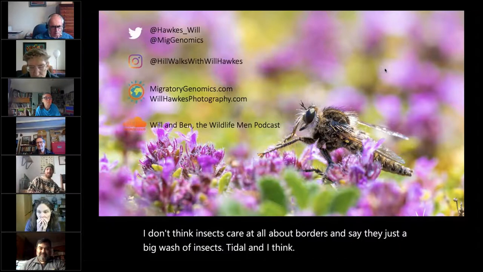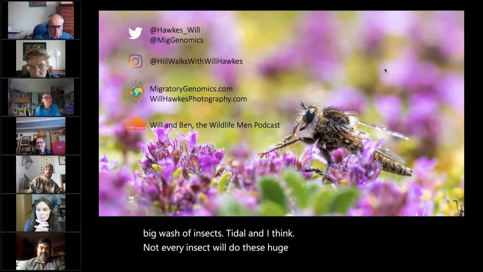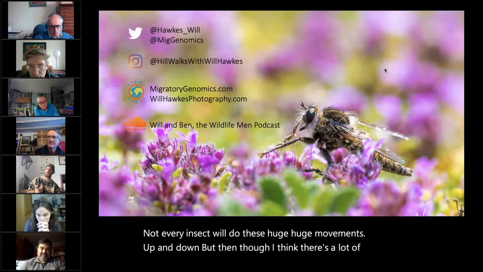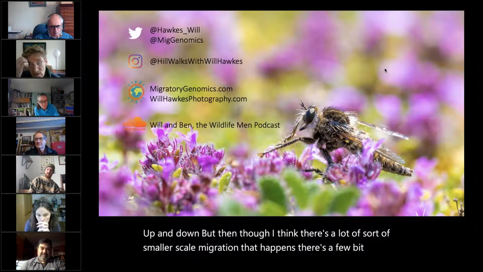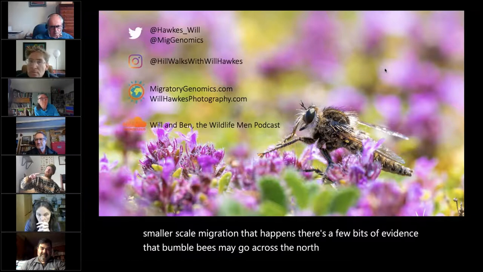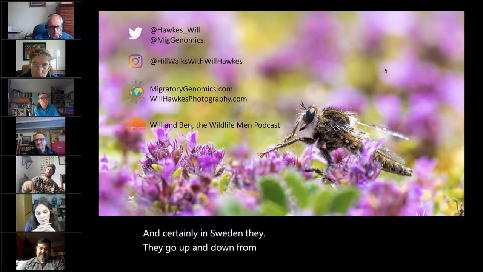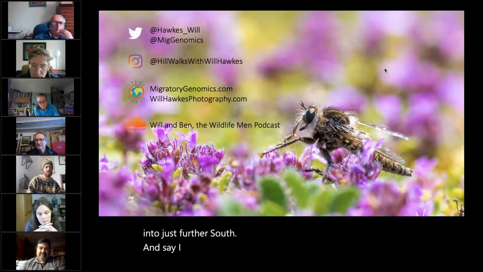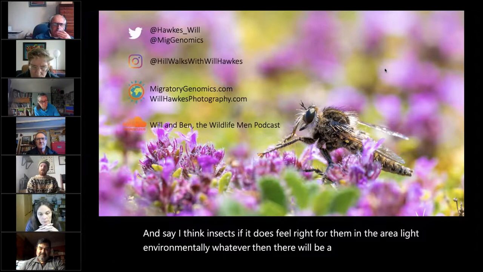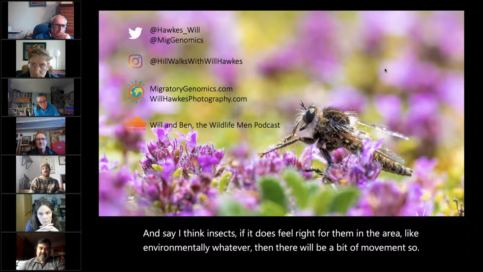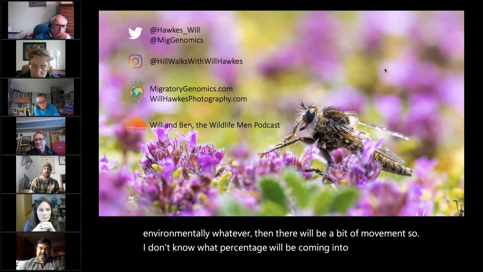And I think not every insect will do these huge movements up and down, but then I think there's a lot of smaller scale migration that happens. There's a bit of evidence that bumblebees may go across the North Sea, and certainly in Sweden they go up and down from the south of Sweden across the sea into just further south. And so I think if it doesn't feel right for insects in the area, environmentally or whatever, then there will be a bit of movement. So I don't know what percentage will be coming into the UK, but I'd expect it's a fairly sizable amount.